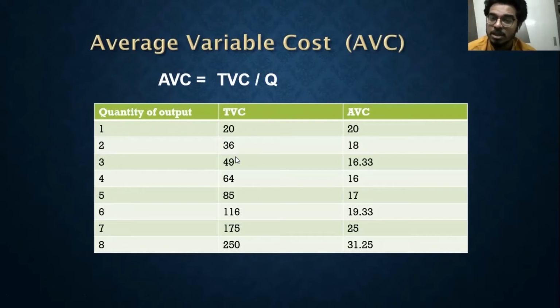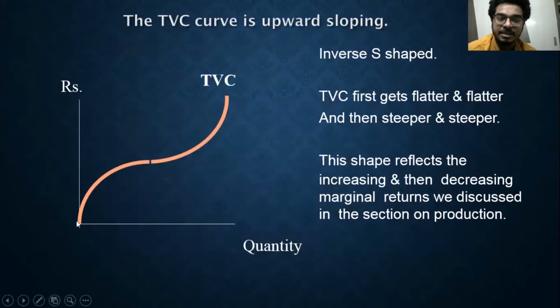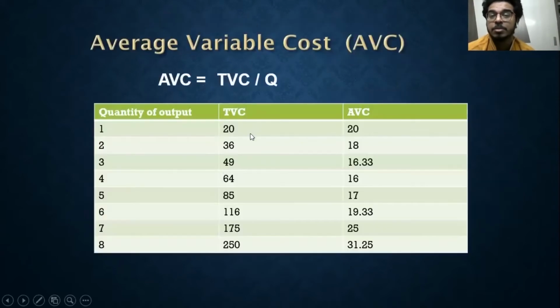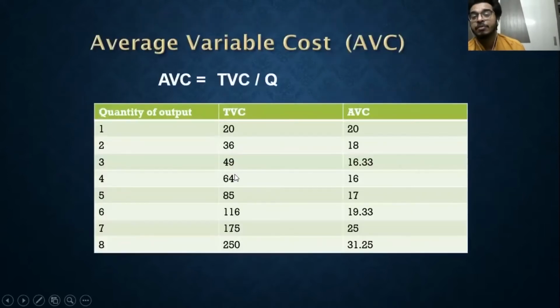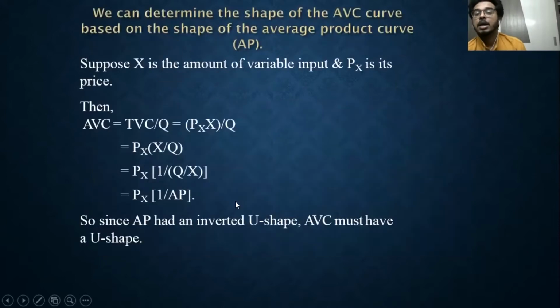Whereas total variable cost is throughout increasing, right? This curve shows a positive trend. Only the rate of increase changes. Initially it is increasing, but the rate is decreasing, 20, 36, 49, but 16, 13. But after that, it is increasing and the rate is also increasing, 15, 21, and so on. Therefore, total variable cost divided by the quantity will give me the average variable cost.